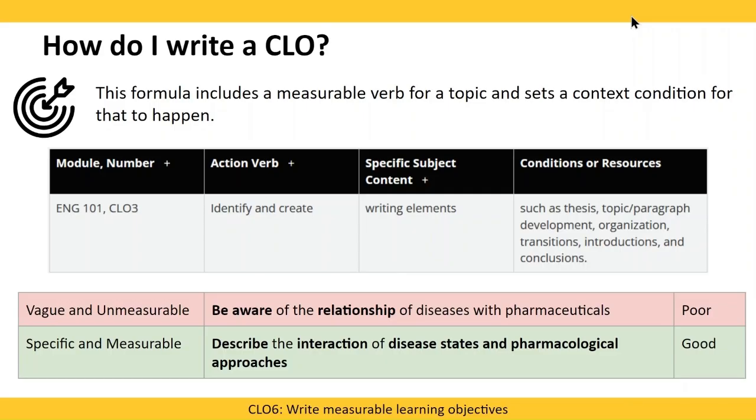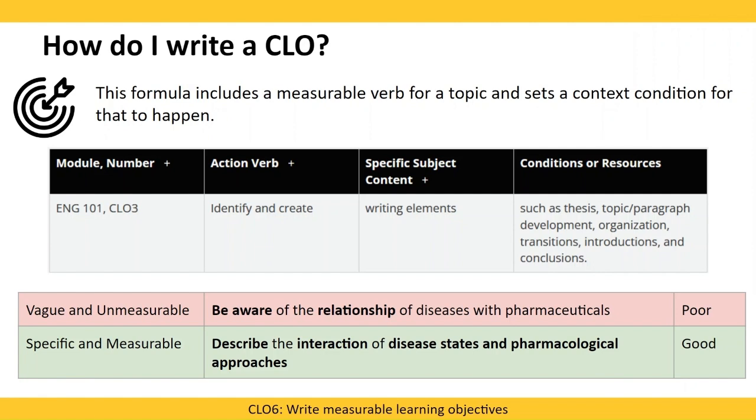Earlier in this training, we discussed the need to have measurable learning objectives. Now we will examine a formula to do so. Begin with the course code and title. In this example, we are writing a CLO for a beginning level English course that will be Objective 3. The action verbs taken from Bloom's taxonomy are identify and create.